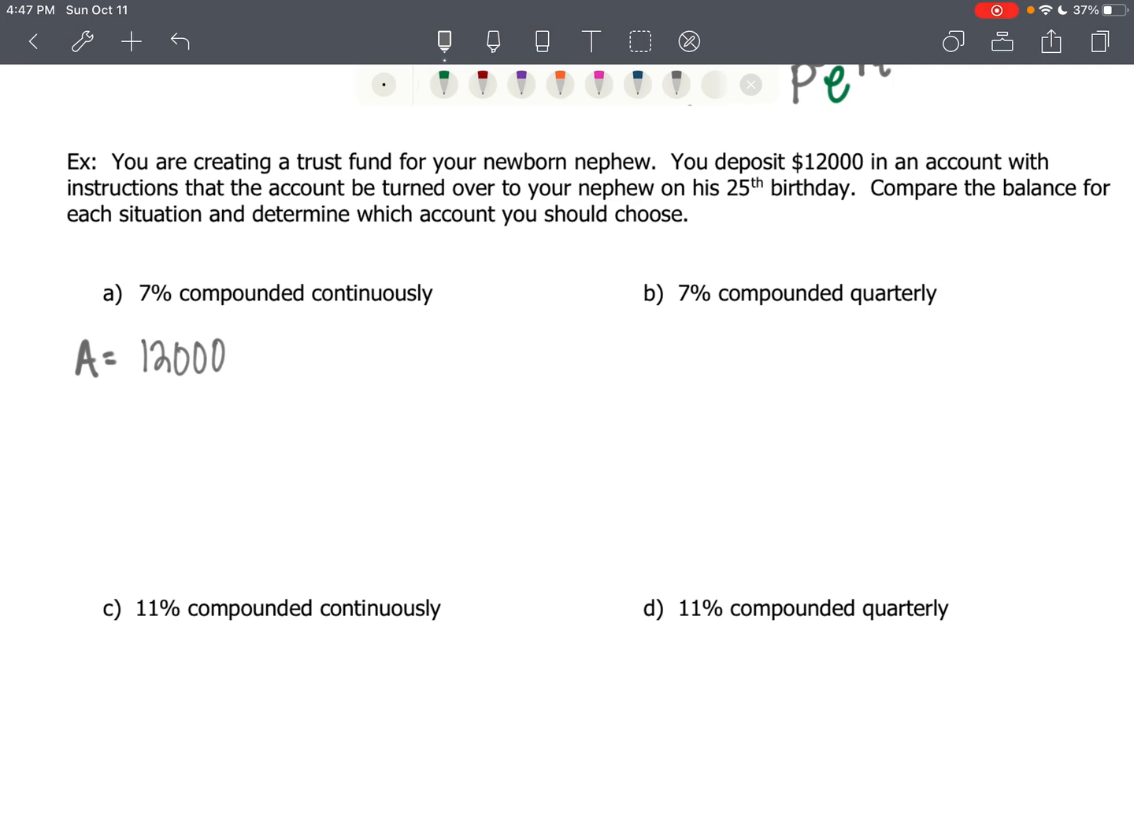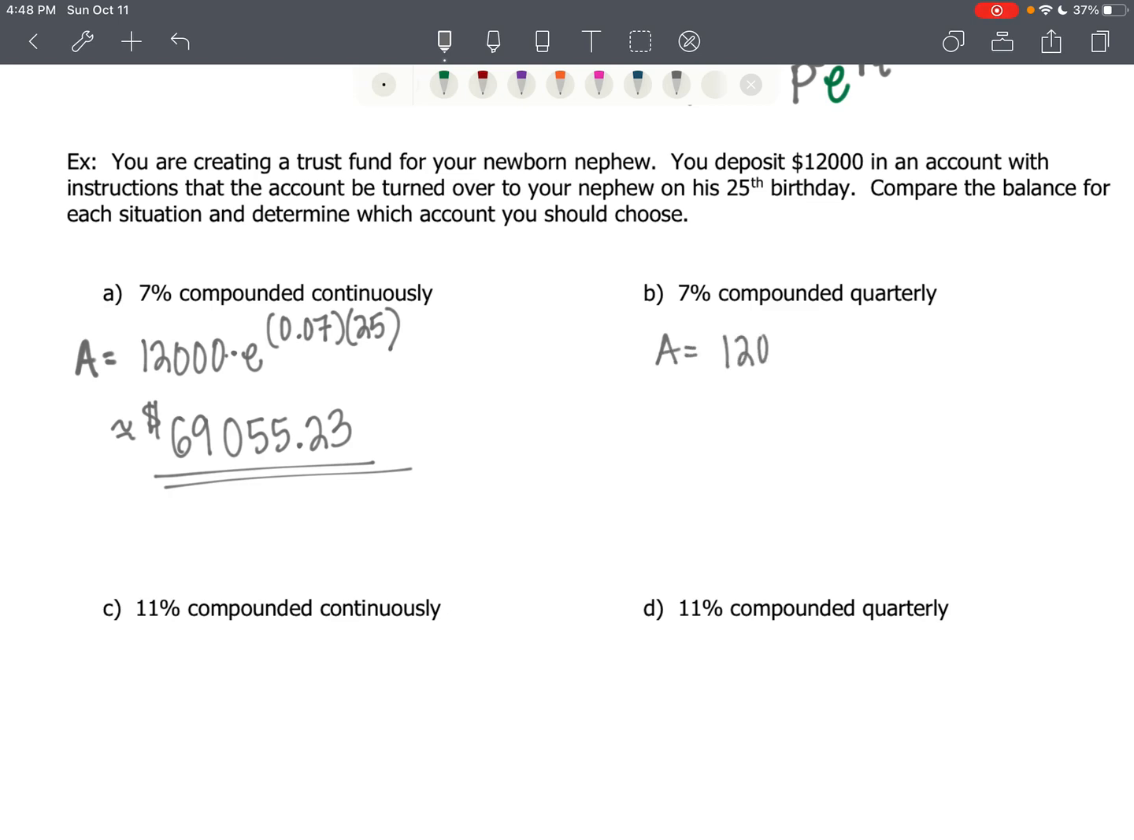Okay, we have 12,000 times E raised to the 0.07 times 25 power. And that gave us a balance of $69,055.23. Not too bad, not too bad. Might jump on that, but let's think about compounded quarterly.